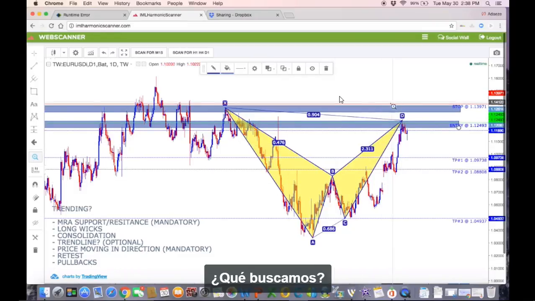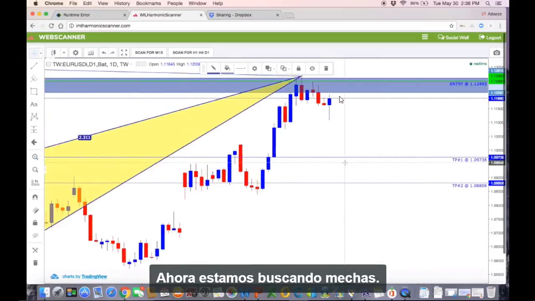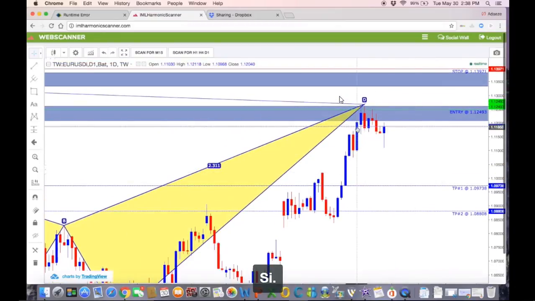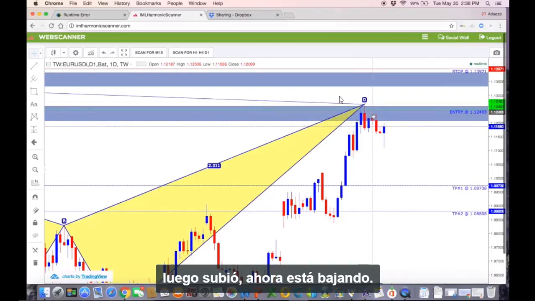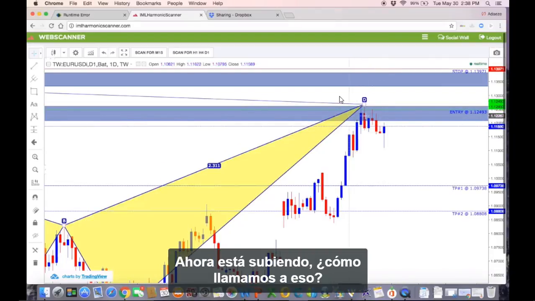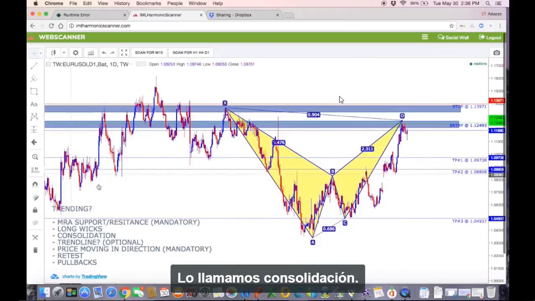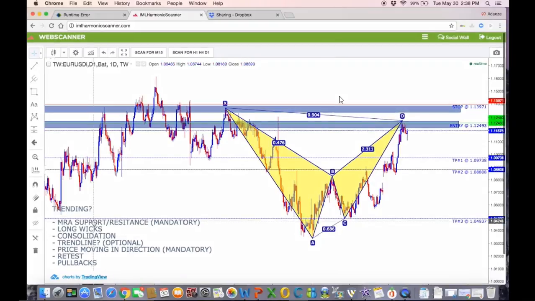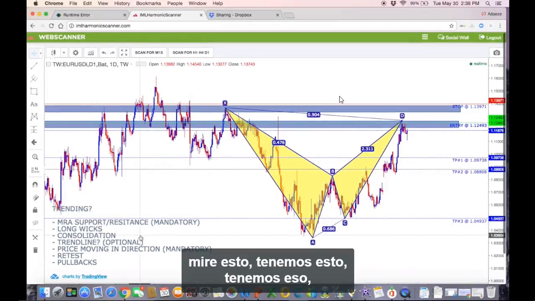What do we look for? We're looking for wicks currently. Is the market showing signs that it's pausing? Yes. Look at that. It's going up. Now it's going down. Then it went up. Now it's going down. Now it's going up. What do we call that? Oh, shoot. We call that consolidation. I think it's ready currently. Look at that. We got this. We got that. We have this.